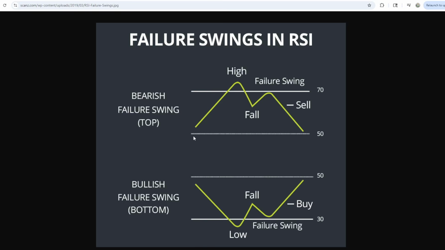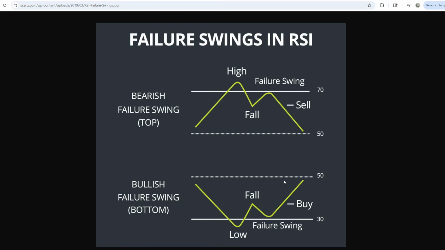An RSI is a bounded oscillator. It's a momentum oscillator, and it's measuring the rate and pace of price changes. And you can see here, you have the 70 and the 30 level. Now, in the RSI failure swing top, the price comes into overbought territory. It leaves overbought territory. It attempts to re-enter the overbought territory or the power zone, and it fails to re-enter.